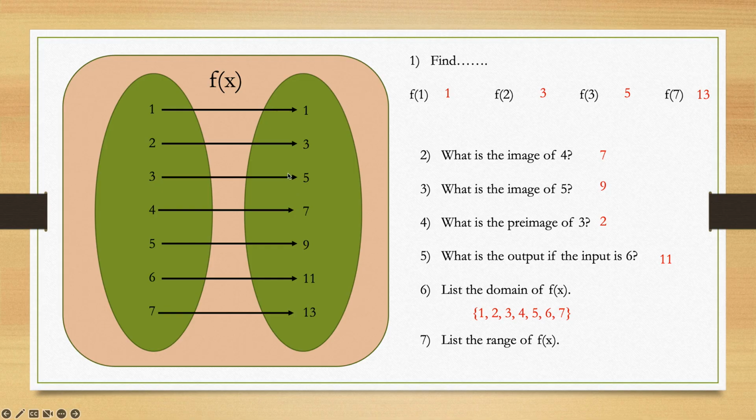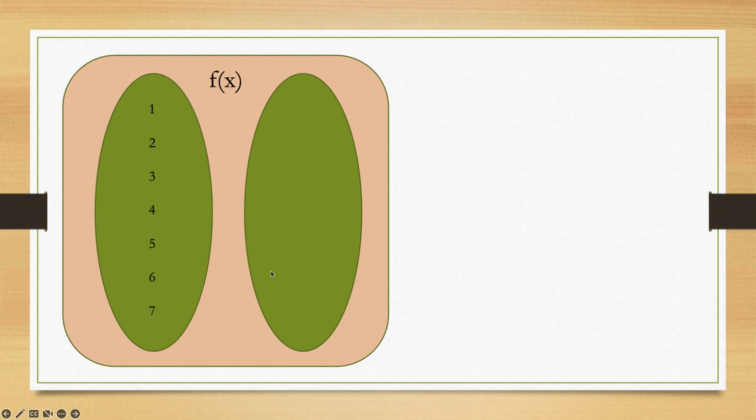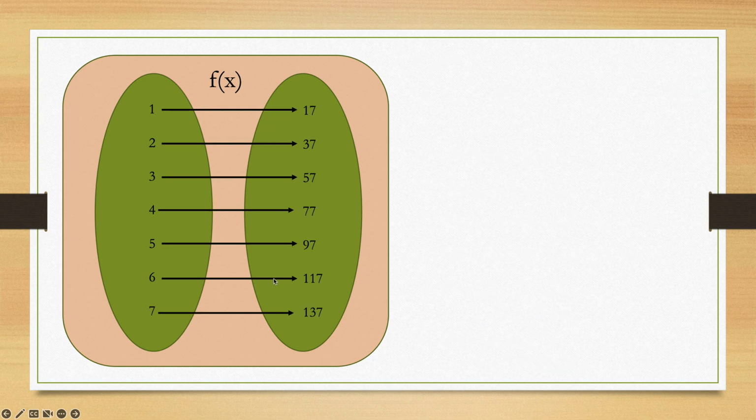And the range is the set of all the outputs. And that would be 1, 3, 5, 7, 9, 11, and 13. Remember, the variable that represents domain is x. The variable that represents range is y. Now, not only do we have the standard function, which goes left to right, but we also have another one to do. Go ahead, start figuring these out.